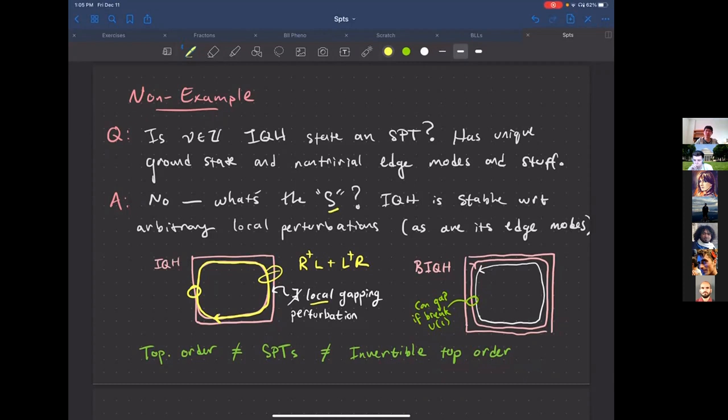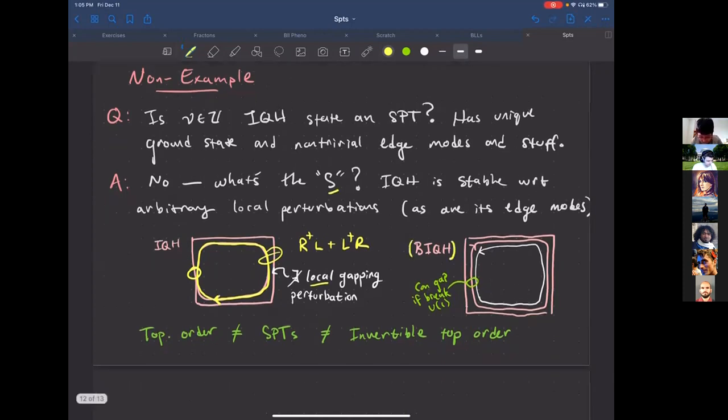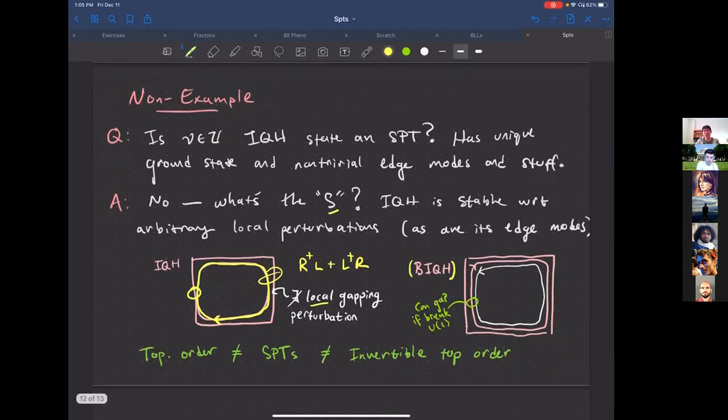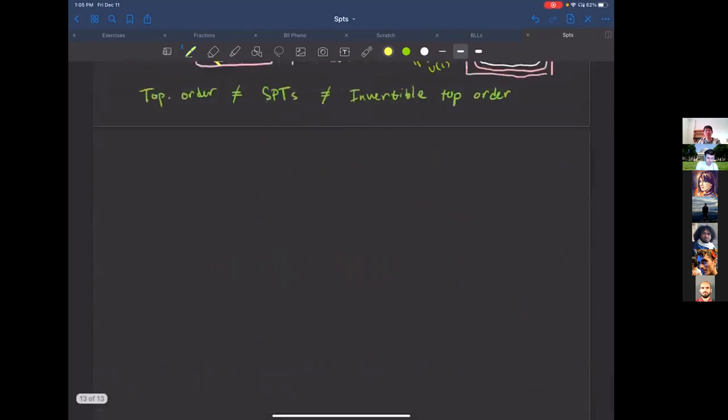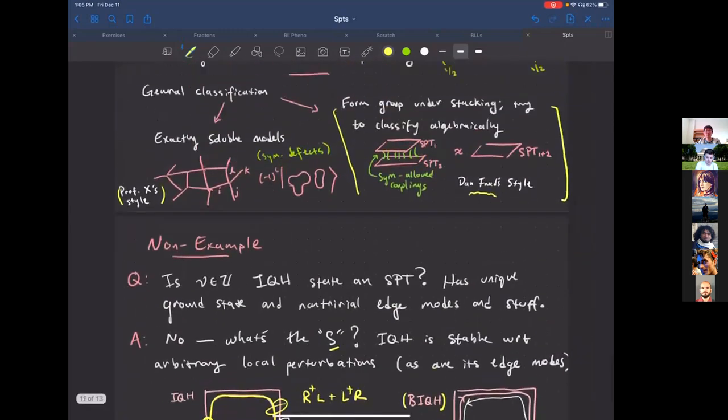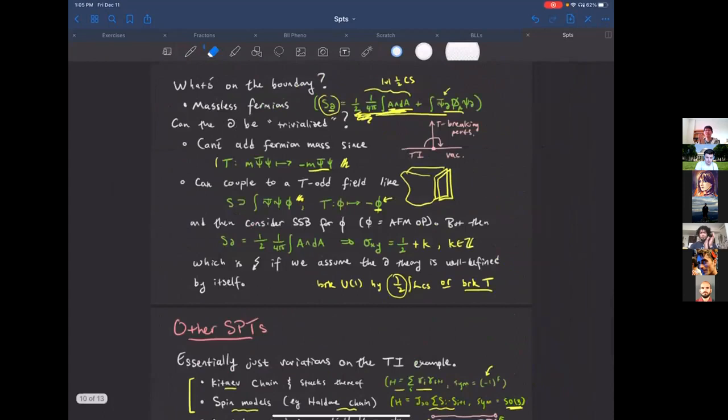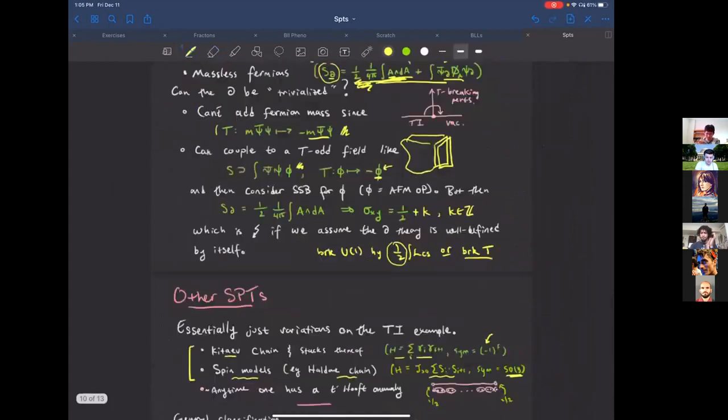There's a bosonic example of an integer quantum Hall effect that is sort of an SPT, but I won't get into that. Okay, and then I'm done. So thank you for sticking with this hot mess of a talk. Do we have any last questions here?